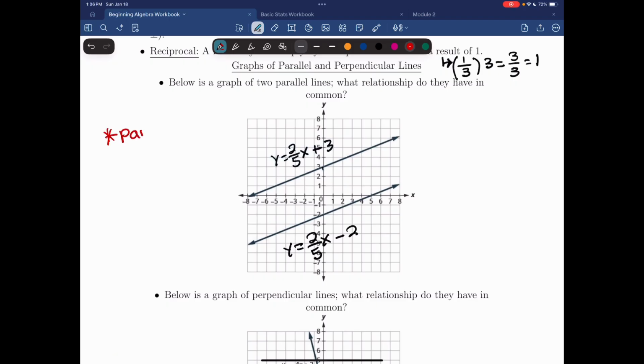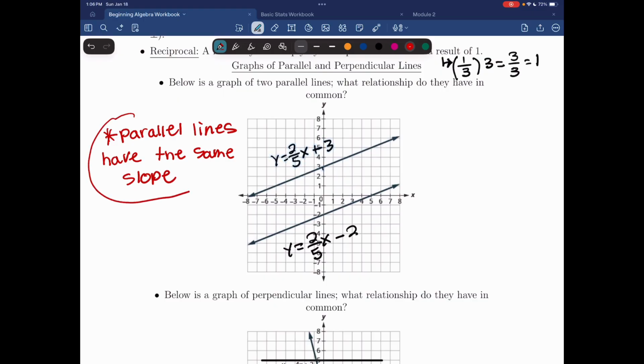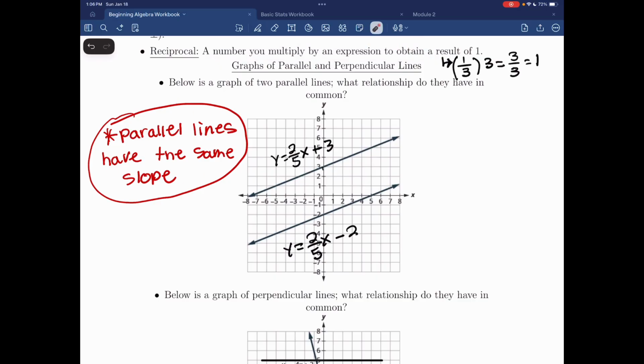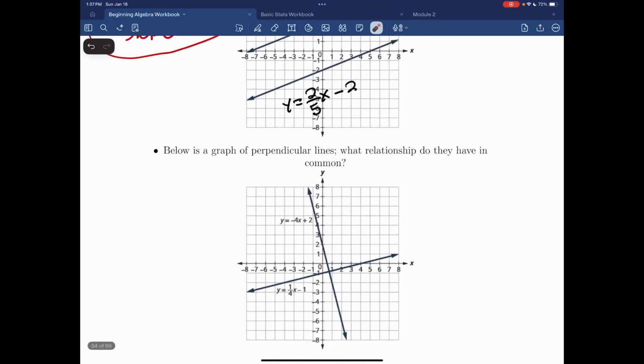So parallel lines always have the same slope. That's the big takeaway from this part, is that parallel lines have the same slope.